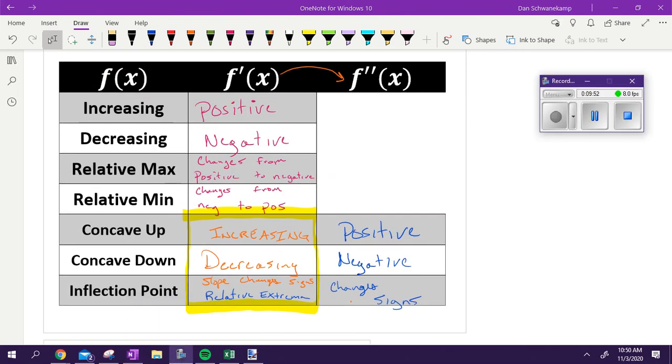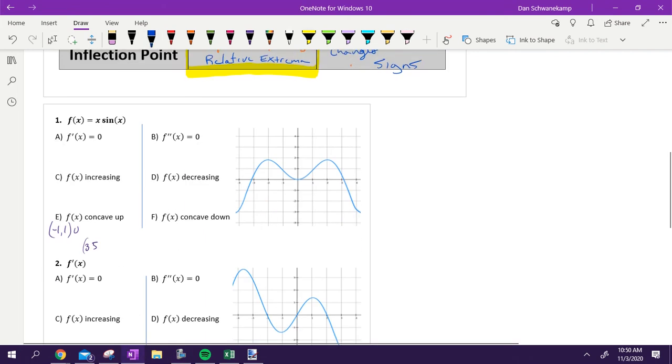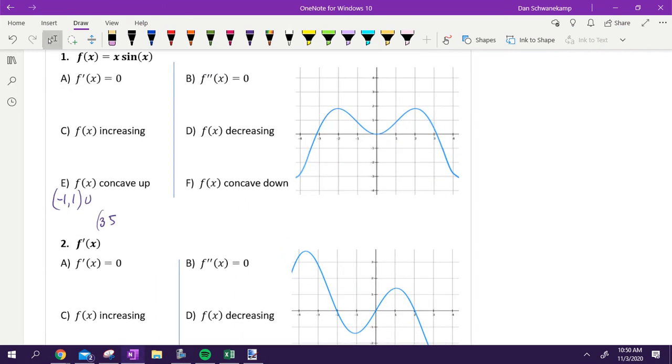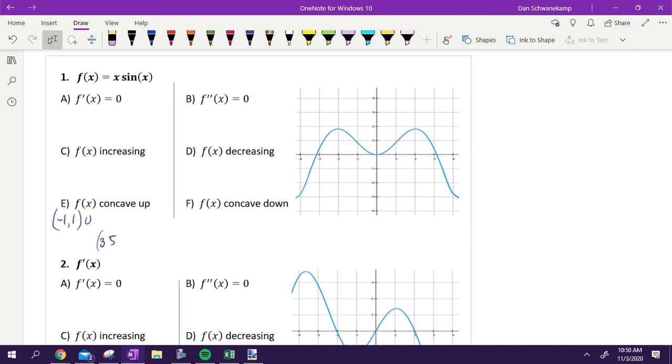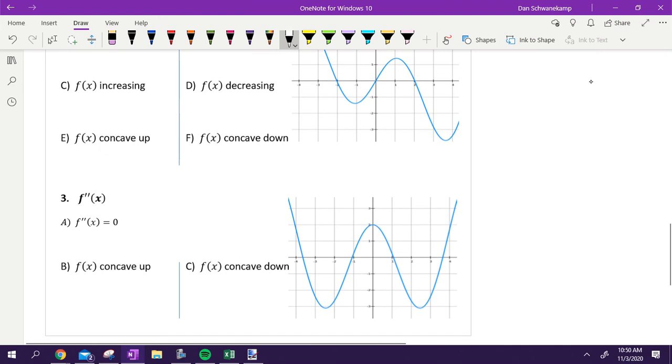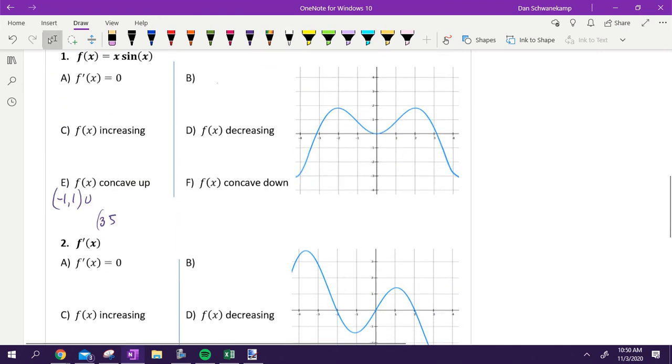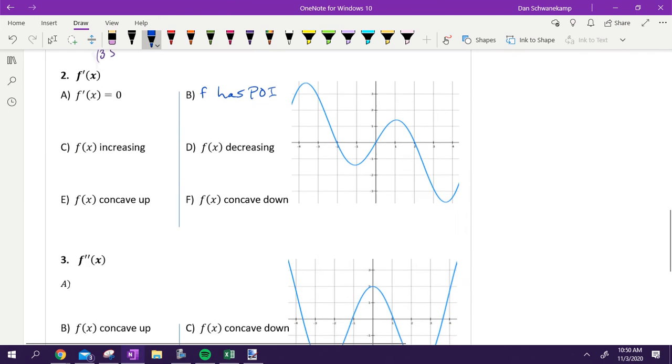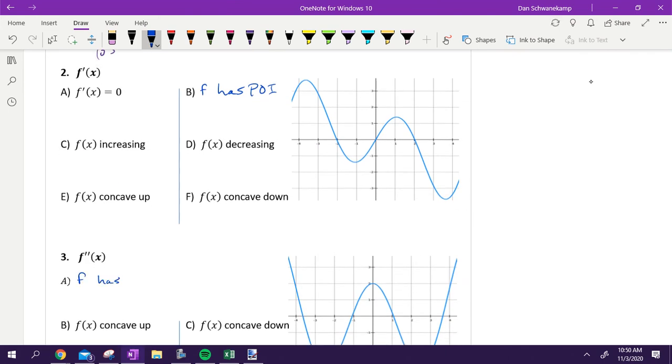Questions with anything so far? All right, let's go to the backside. I want to change this one here because I don't like that it did this. Where it says f double prime is equal to 0, so for letter B on each one of them, or letter A on the last one, change that to f has a point of inflection. F has POI. It just makes more sense to me.